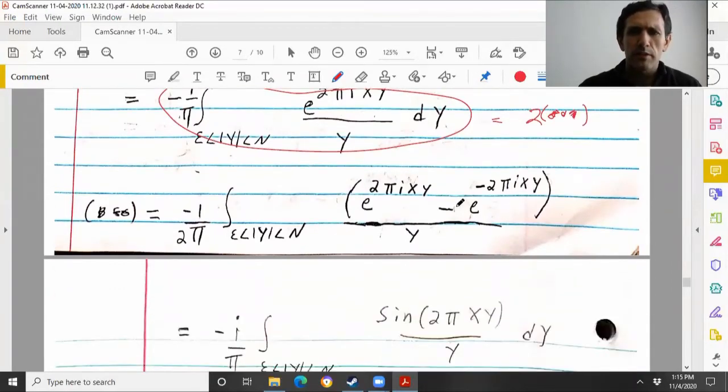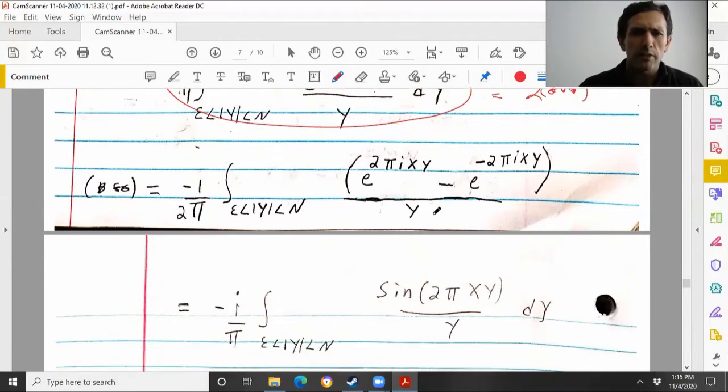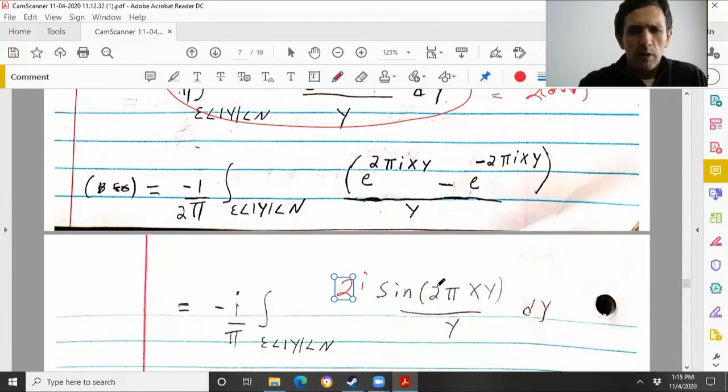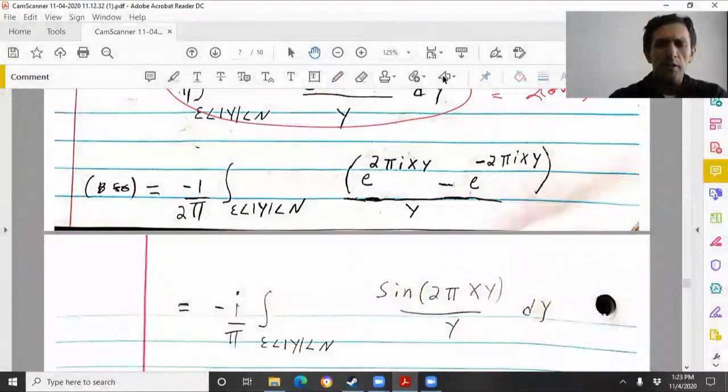Just write out these exponentials, and this is going to be minus i. Well, you really get a 2i here. I mean, it's 2i times the imaginary part of this. So it's 2i sine. Well, sorry, the 2's cancel and you get the i here. That's why you get the i here. So it's sine 2 pi xy over y.